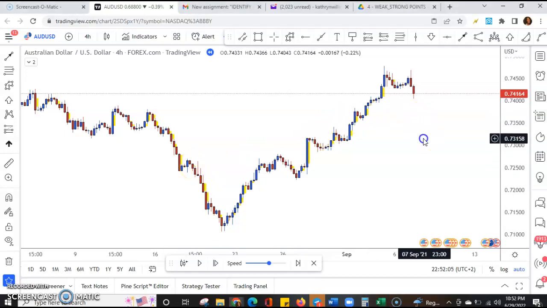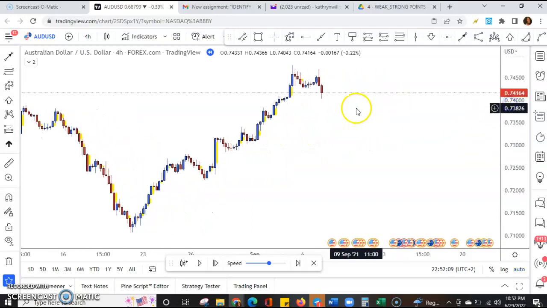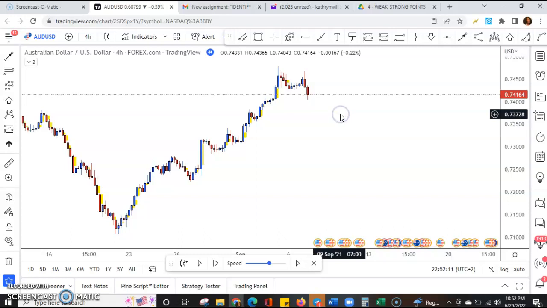Today we're going to go over starting points, how to mark your zones, as well as what to do when looking for a trend continuation. So without further ado, let's go ahead and get right into it.